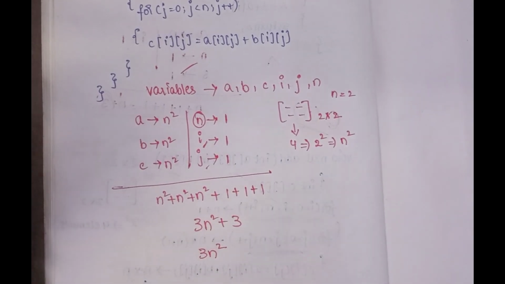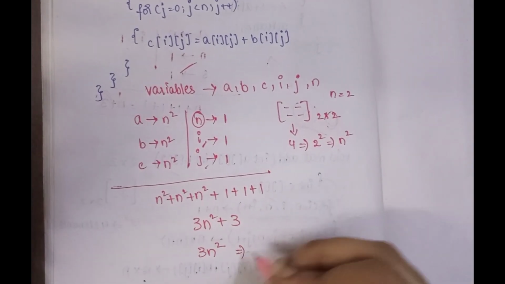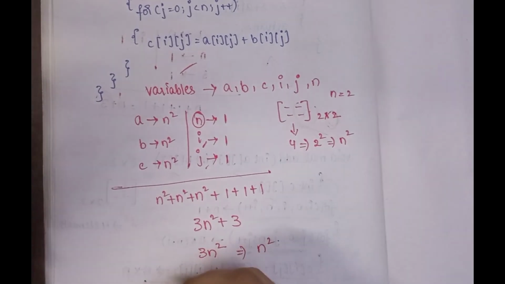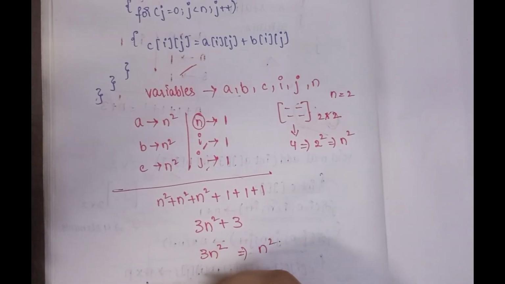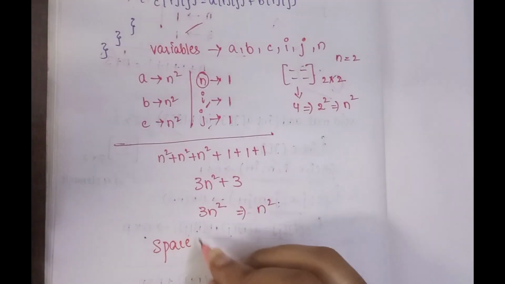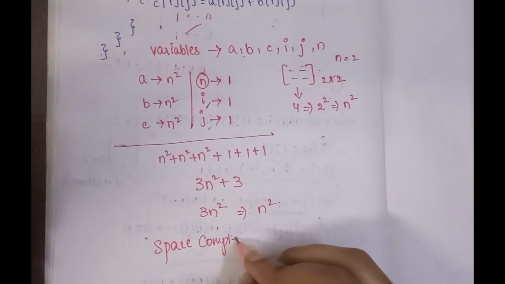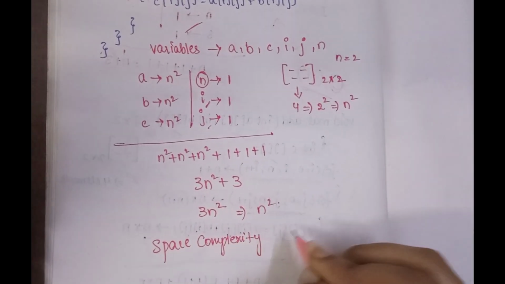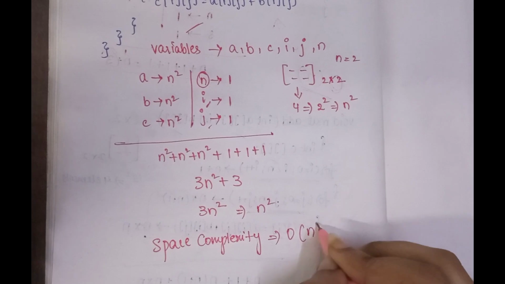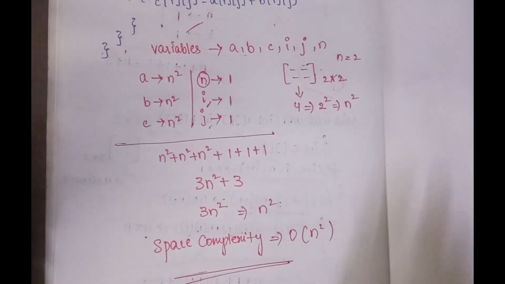No, so if you cut it, you will be left with n square. So the space complexity will be order of n square. I hope you understood.